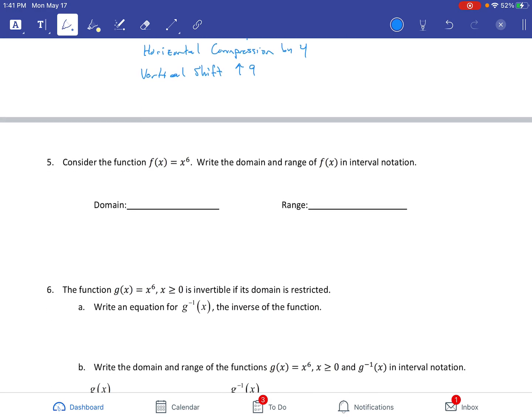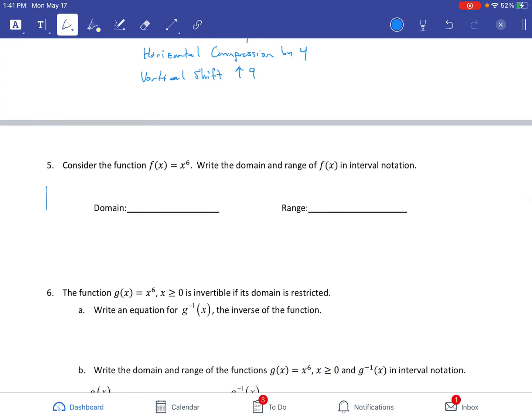Okay. x to the 6th: we're going to sketch the graph over to the left here, and it will look something like this. Since there are no restrictions on what it can be on the x-axis, its domain is from negative infinity to positive infinity. For the range, notice the graph does not go underneath the x-axis. So the range is from 0, with a bracket, to infinity, since it does touch the x-axis.